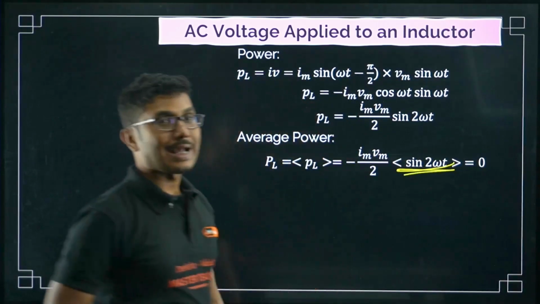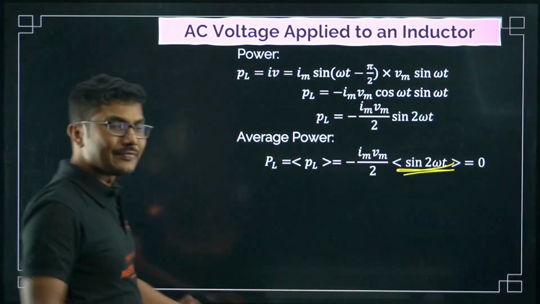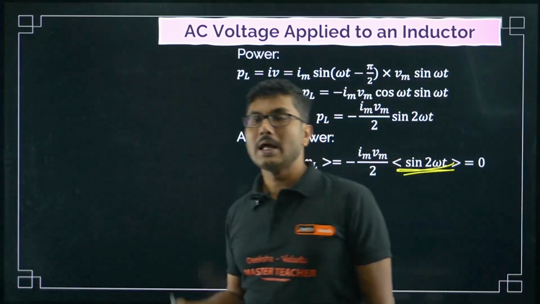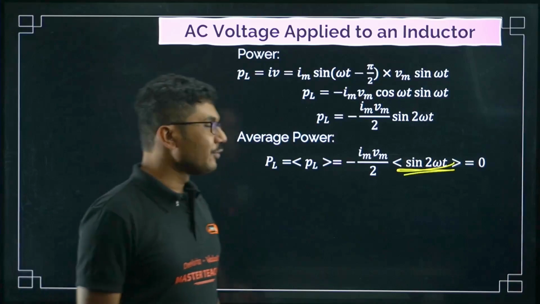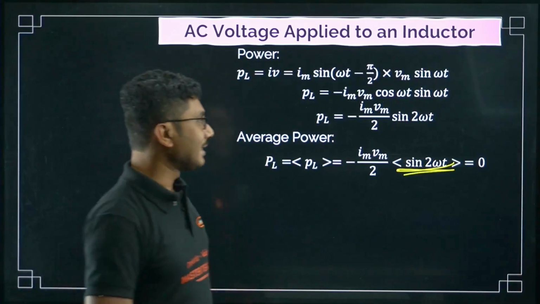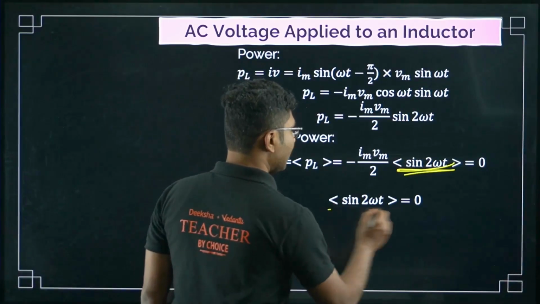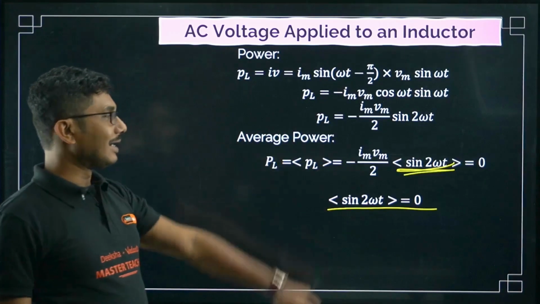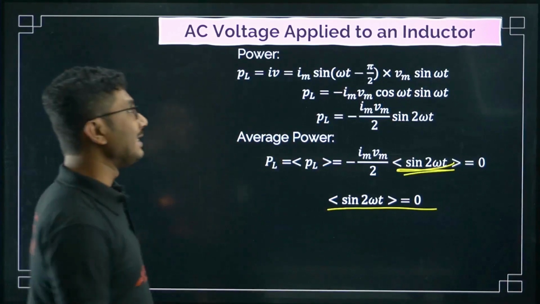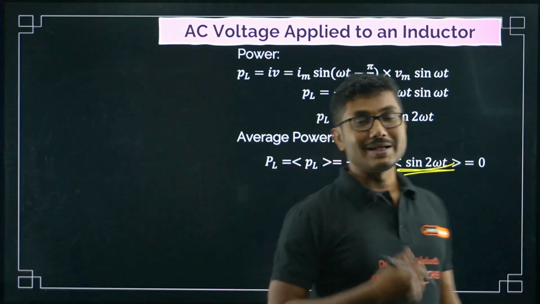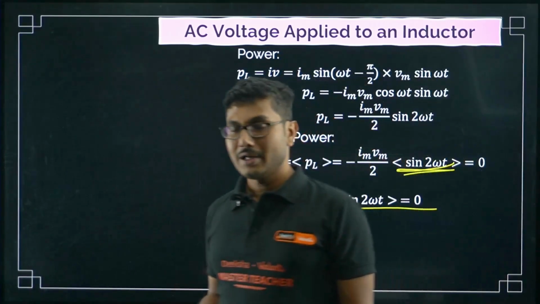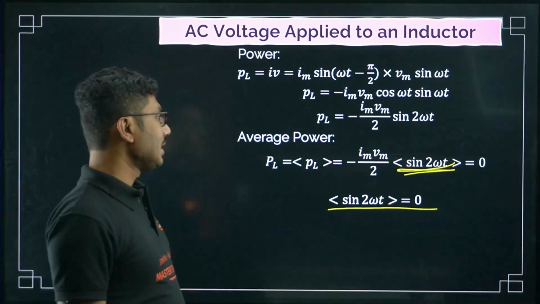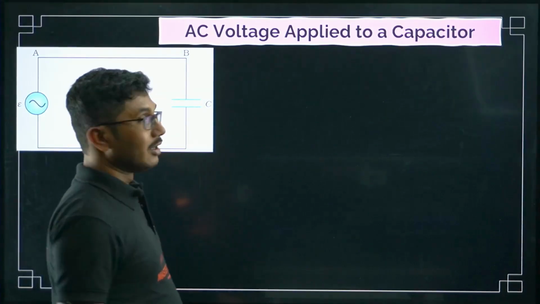As I mentioned, if it is sin theta, any version of sin theta, sin 2 theta, sin 5 theta, it does not matter, if theta varies with time and you try to find the average of that, it will be 0. So the average of sin 2 omega t is 0. That is why the average power consumed in an inductor in an AC circuit is 0. Be very, very careful. Depending on that, a lot of questions come in your exam.